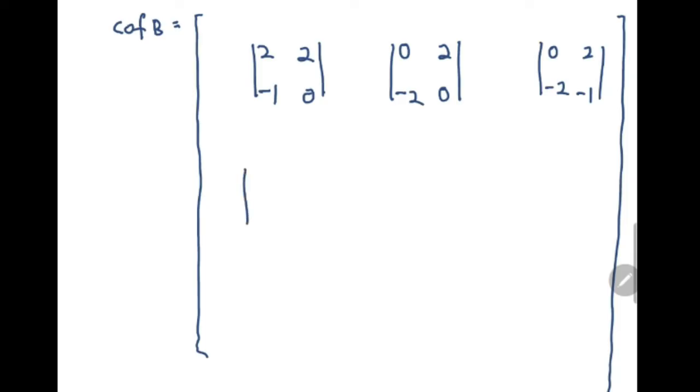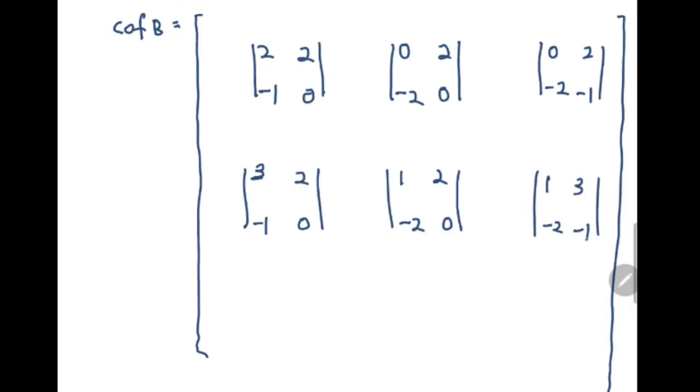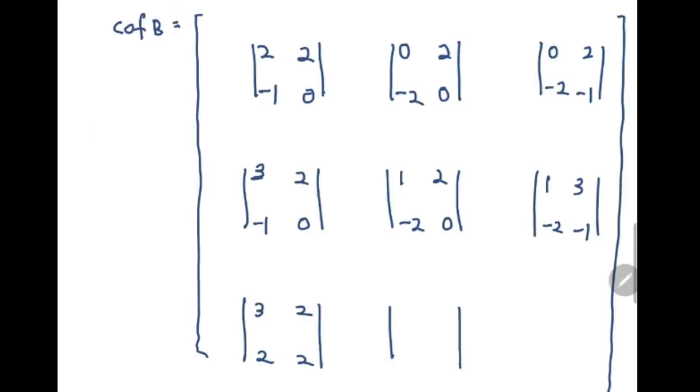For the second row, 3, 2, negative 1, 0, 1, 2, negative 2, 0, 1, 3, negative 2, negative 1. And for the last row, 3, 2, 2, 2, 1, 2, 0, 2, 1, 3, 0, 2.